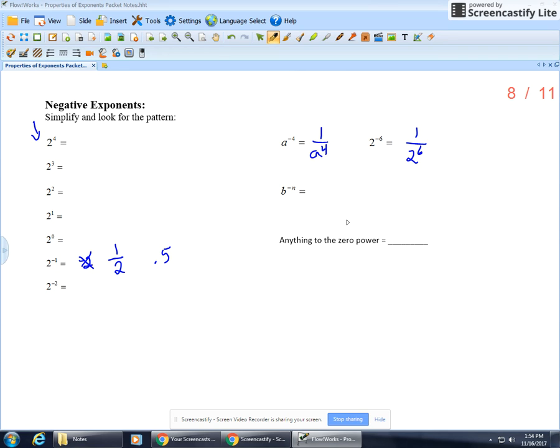Hopefully when you did your calculator too, you also got 2 to the 0 power equals 1. So anything to the 0 power always equals 1. Okay, so x to the 0 power equals 1. 1,000 raised to the 0 power equals 1. Always, always. Anything to the 0 power equals 1.